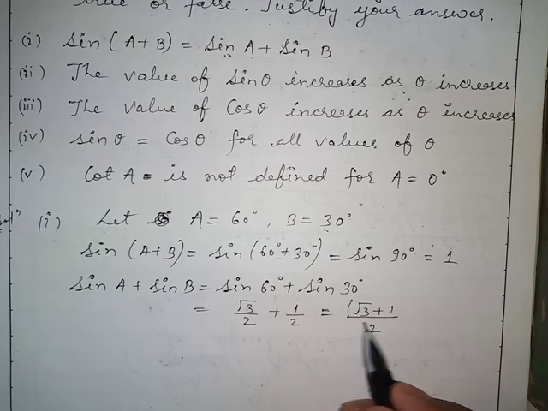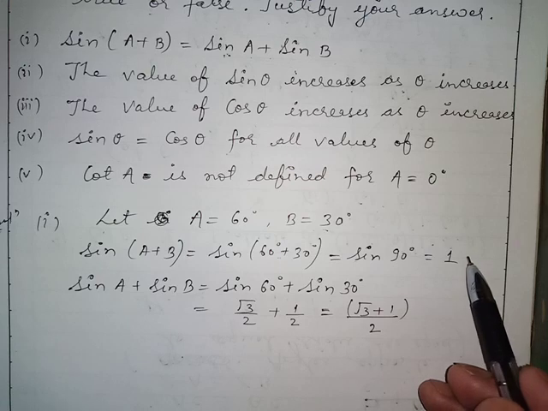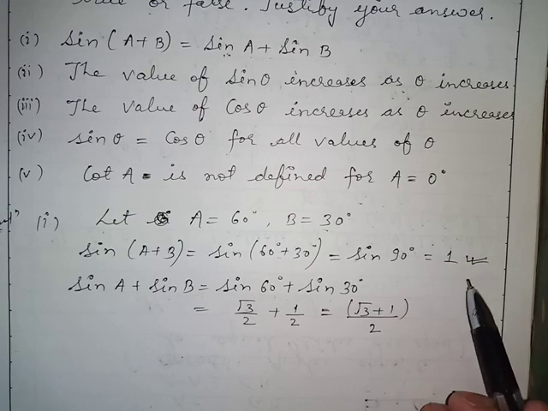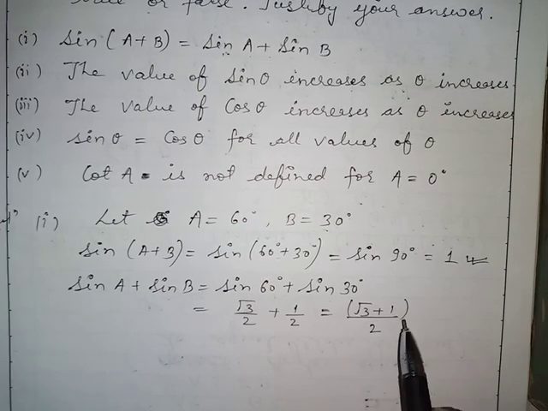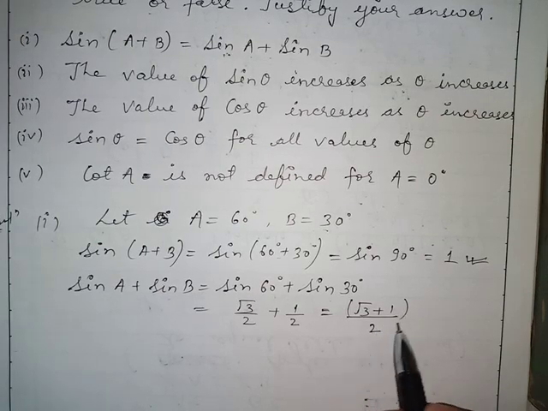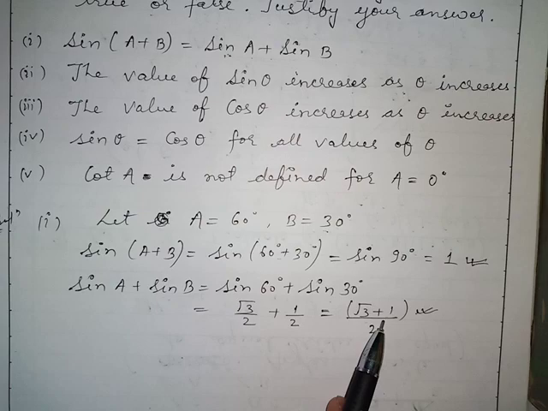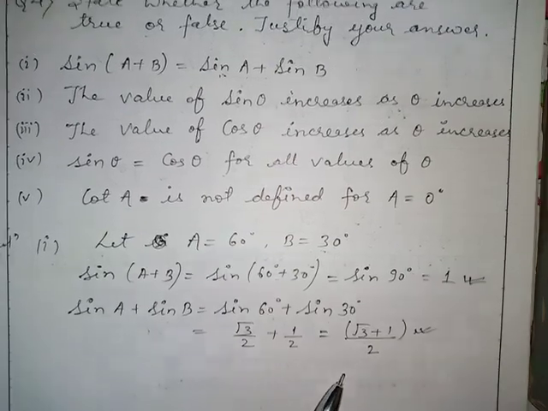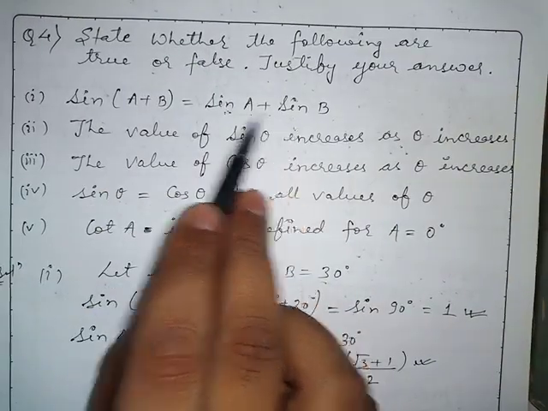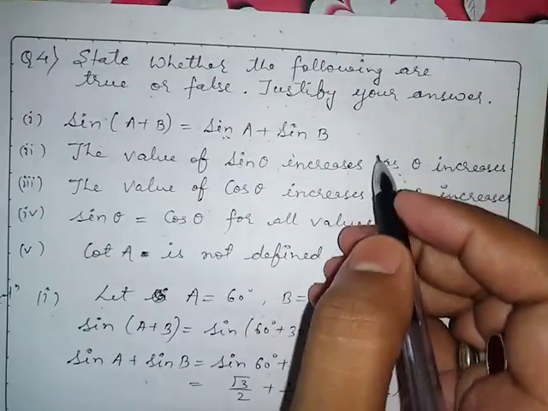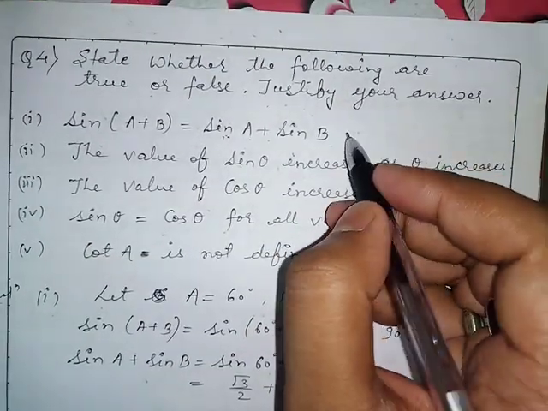Now see, in the LHS part I will get answer 1, and in this RHS part I will get answer root 3 plus 1 by 2. Here this LHS and RHS are not equal, so that's why this option is, so the answer is true, sorry, this is false.